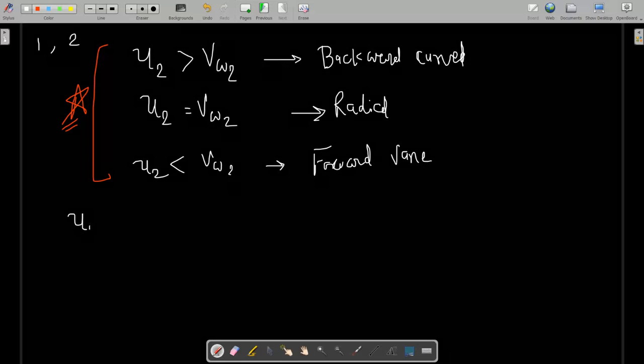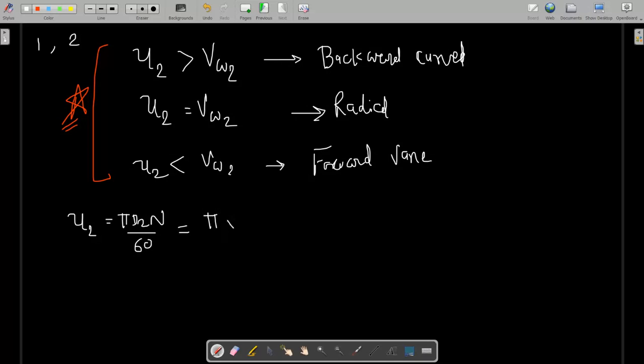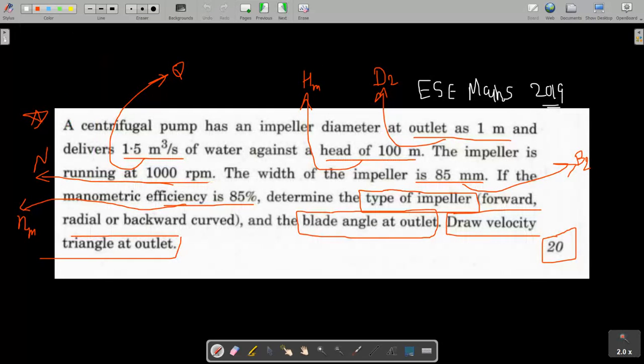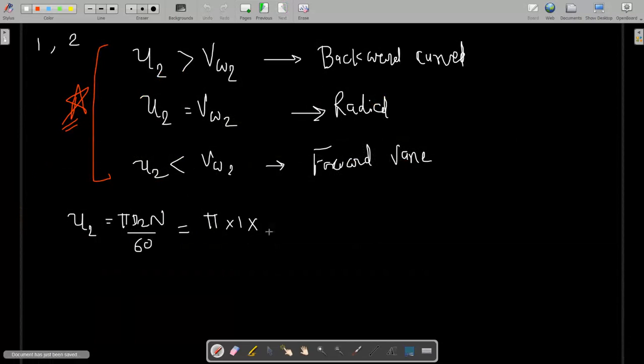u2 you can easily find out: u2 is equal to pi d2 N by 60. d2, the outer diameter, is 1 meter as given, and the rpm is 1000 rpm, given to us here. So 1000 rpm and 60. When you solve this in your calculator, you will get 52.36 meter per second.